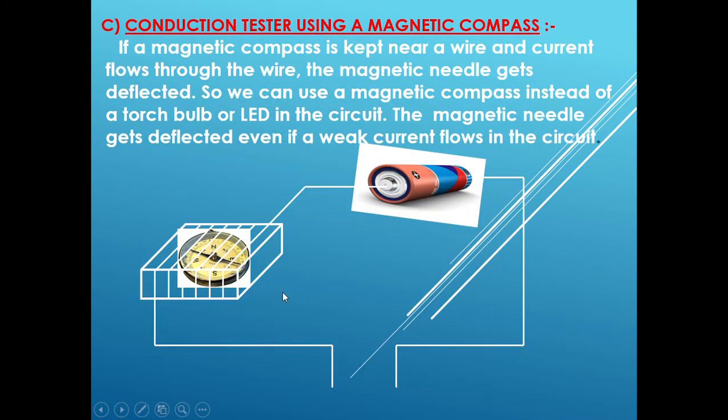So, conduction test using a magnetic compass. Here the needle of the compass deflects, or it moves, when current flows. So that's what we will observe. If a magnetic compass is kept near a wire and current flows through the wire, the magnetic needle gets deflected. So we can use a magnetic compass instead of a torch bulb or LED. The magnetic needle gets deflected even if a weak current flows in the circuit.